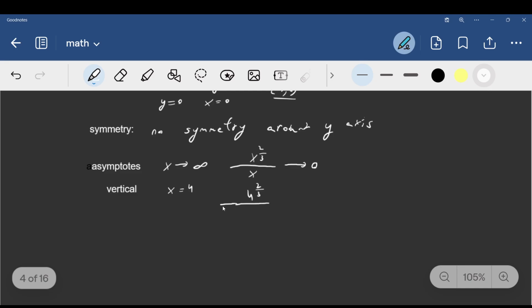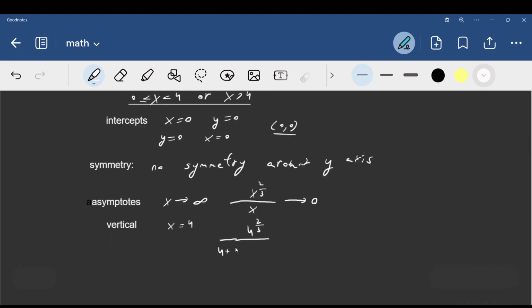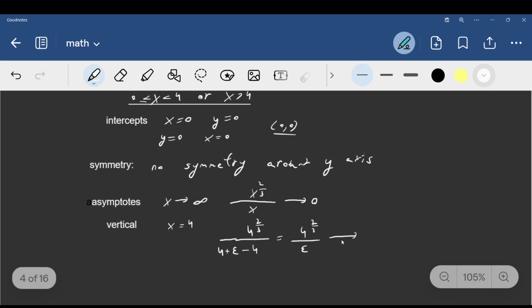Then we can look at this thing and instead of x, write 4 plus some epsilon, a very small value, minus 4. So I've substituted a value that is infinitely close to 4. We are left with this thing right here. And as epsilon becomes smaller and smaller as it approaches 0, it is very small compared to the numerator. So it all approaches infinity. This is what happens if we look at a value slightly larger than 4.